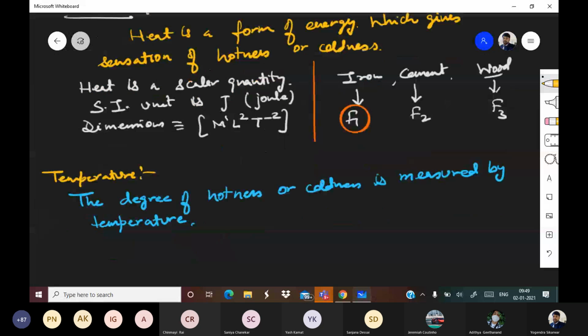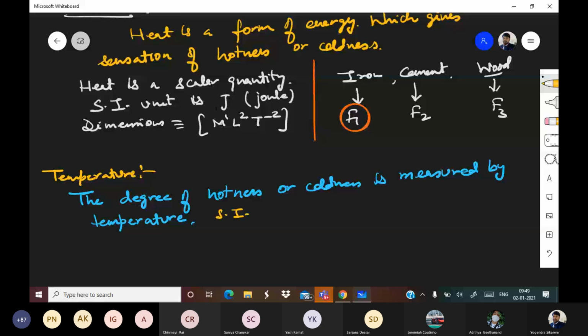SI unit of temperature is Kelvin. Actually, there was a scientist, his name was Kelvin. So to honor him and his work in physics, the unit of temperature is called Kelvin. SI unit I am talking about. Okay. It's a fundamental physical quantity.